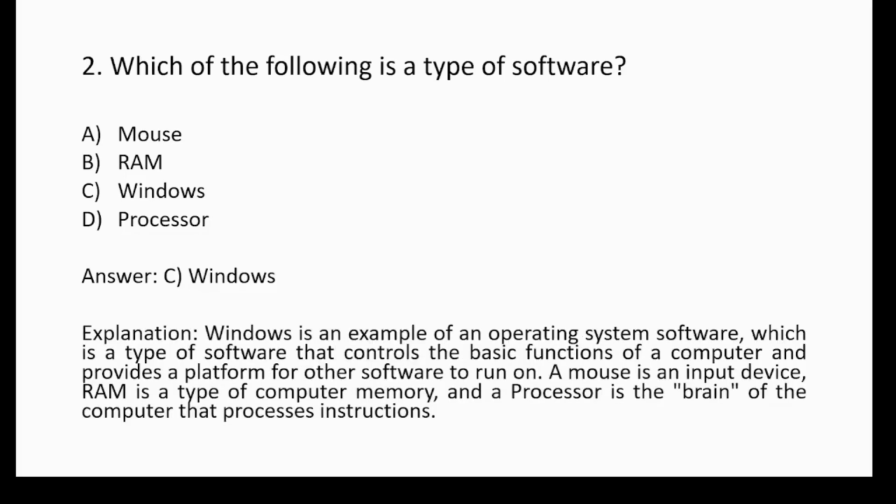Windows is an example of an operating system software, which is a type of software that controls the basic functions of a computer and provides a platform for other software to run on. A mouse is an input device. RAM is a type of computer memory, and a processor is the brain of the computer that processes information.